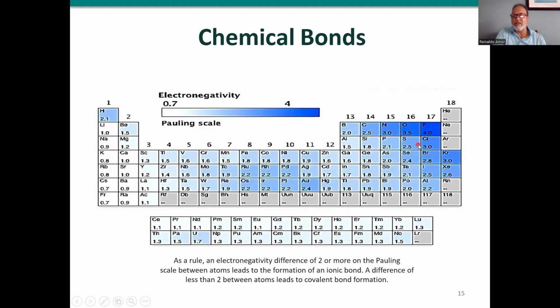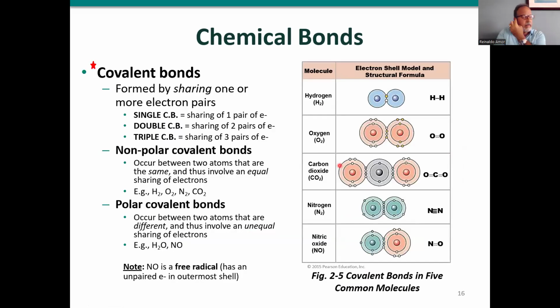When you subtract the difference between these two numbers, if it's 2 or more, you form an ionic bond. You can see that subtracting 0.9 from 3 gives more than 2. So you form an ionic bond. Between sodium and chlorine, an ionic bond forms. We're going to see other bonds here. Now we're going to go into covalent bonding.